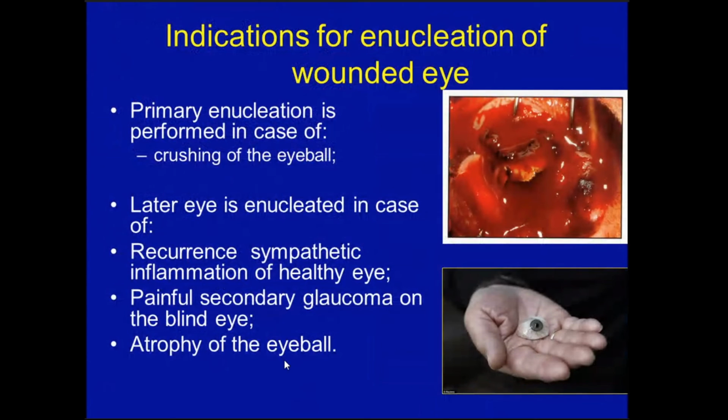In very severe cases, when we see the crushing of the eyeball, we make enucleation of the eye. What are the indications for enucleation of the wounded eye? Primary enucleation is performed in the case of crushing of the eyeball, and later the eye is enucleated in the case of recurrent sympathetic inflammation of the healthy eye, painful secondary glaucoma, and atrophy of the eyeball.